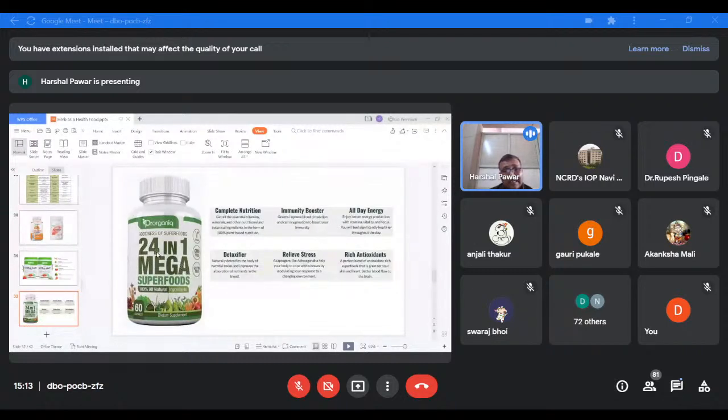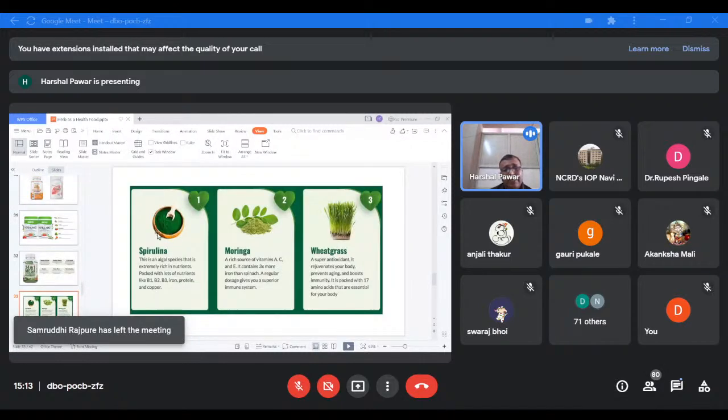And this particular product is available in the form of capsule, and it offers various benefits like complete nutrition. It helps to boost the immunity. Then it also helps in the detoxification process, relieves the stress, and it is rich in antioxidants. Quickly, we'll go through all these 24 components.